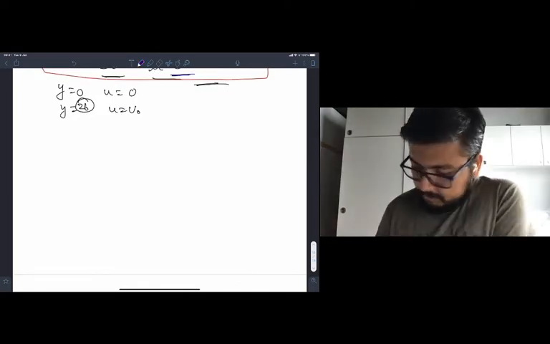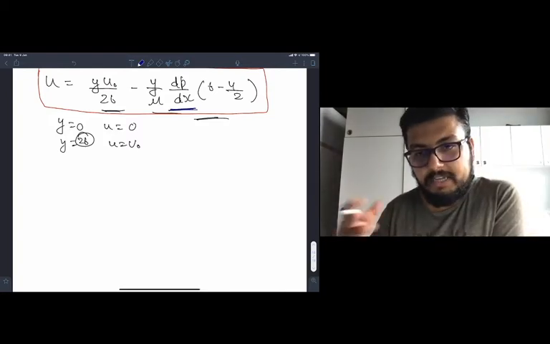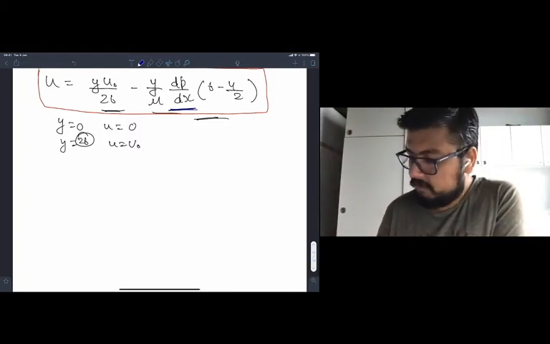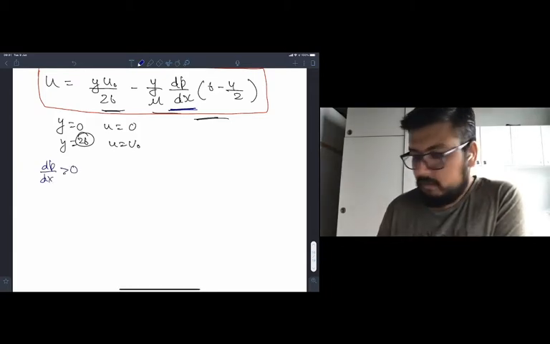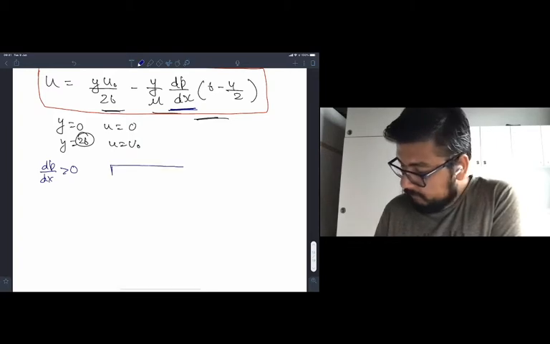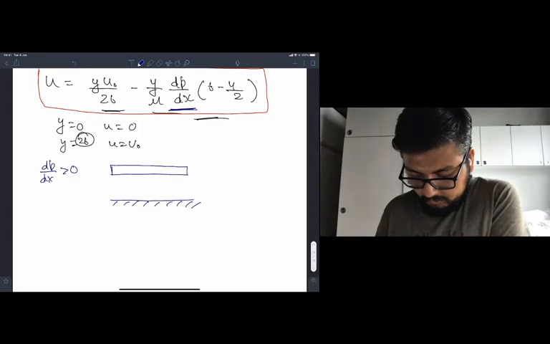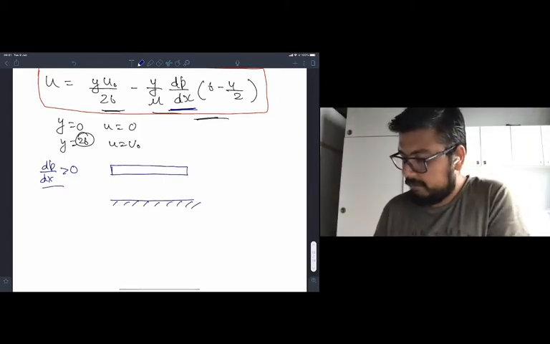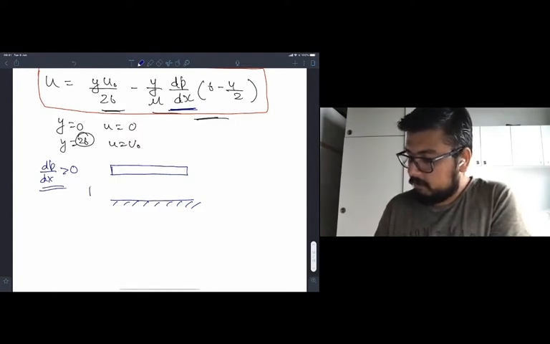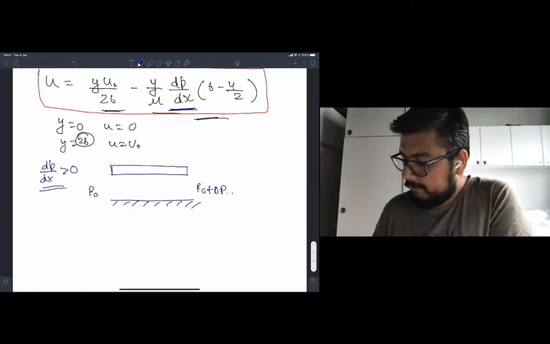Now let us try and sketch these solutions. Of course, this solution will depend on the sign of dp by dx. Now imagine if dp by dx is positive. So what does this mean? This means that the pressure increases in the positive x direction. So if dp by dx is positive, it means the pressure grows from P naught to P naught plus delta P or something as we go towards the right side.